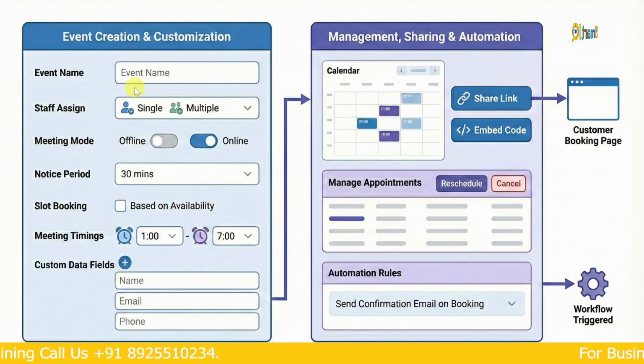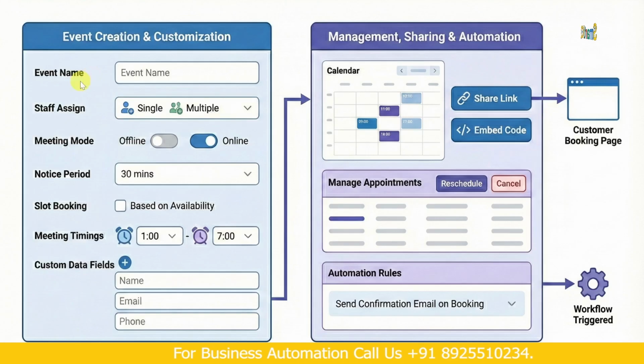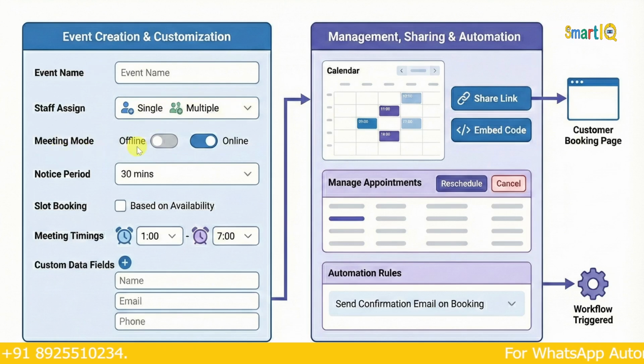So, this is its workflow. First, we'll create an event in the calendar. Okay? If there's no event, click on Create or Edit and then create it. We'll give the event name. Here we can assign a single staff member to book an appointment, or we can assign multiple staff members. So for meeting mode, both online and offline options are available here.